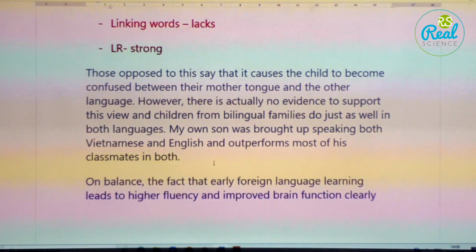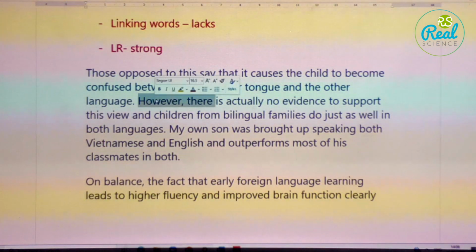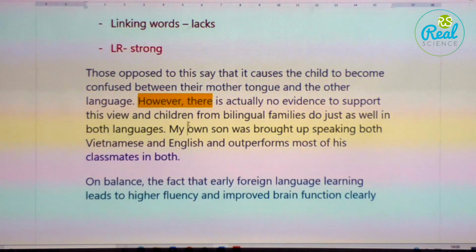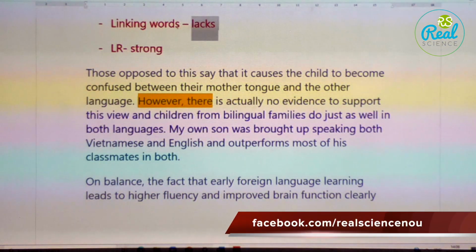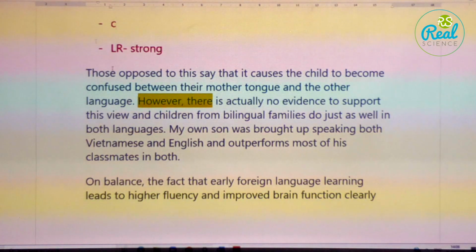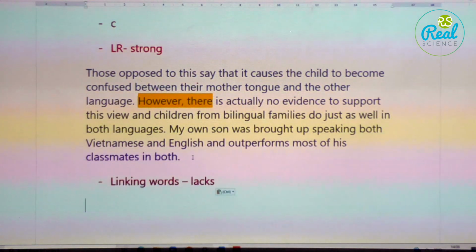Now, as you can see, the second paragraph is much shorter. It's smaller, half the size. And that's how it should be. You see, they are stating the problem, but saying however, and they are destroying it. And I think the student has problems with linking words. Give an example from your own life. Is the example here given from your own life? Yes.